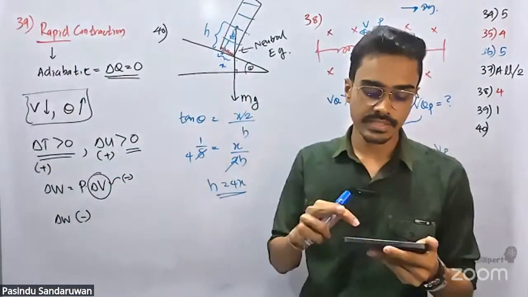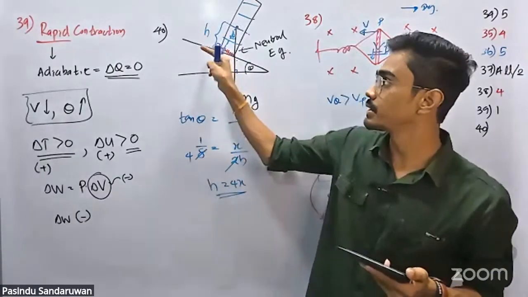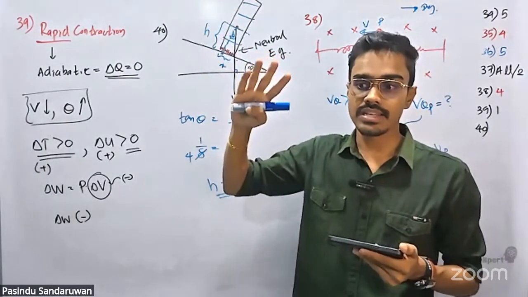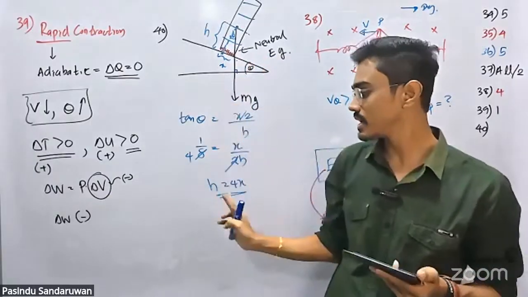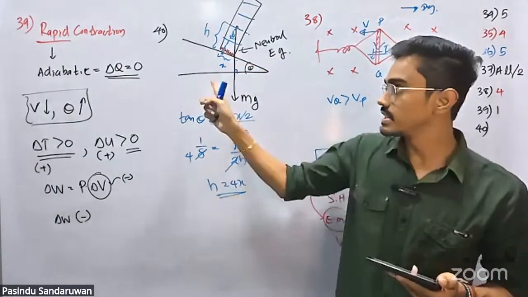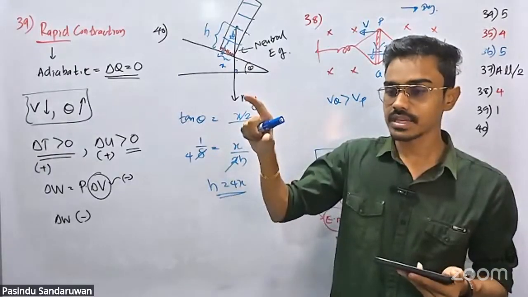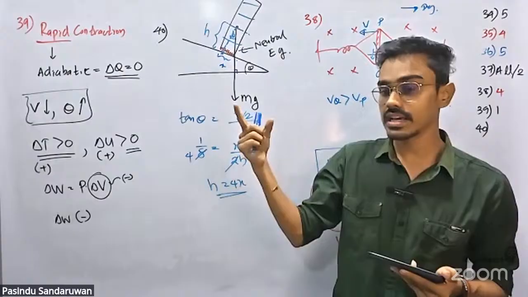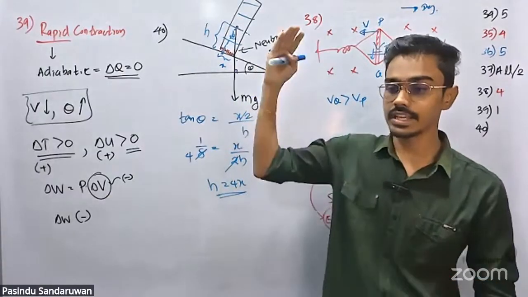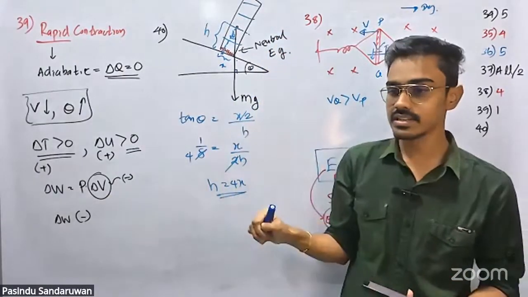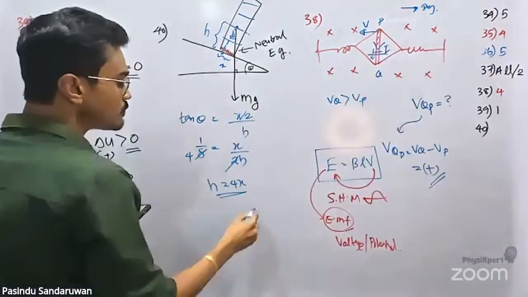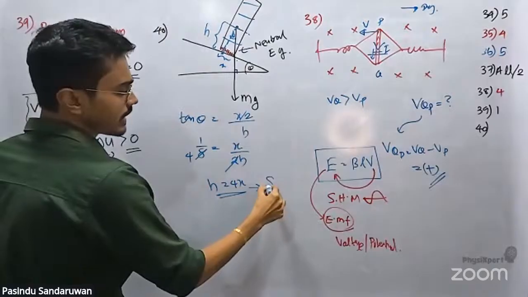The idea is the height from this point to the center of gravity of the system is 4x. The center of gravity is at the center of the cubes, right? Now I considered one cube as x. Then to have the height of the center of gravity 4x, there should be 8 cubes. The center of gravity is at the center, so there should be 8 cubes. 4x means 8 cubes.